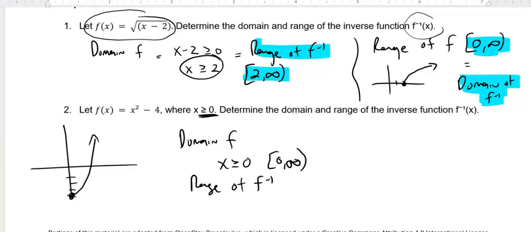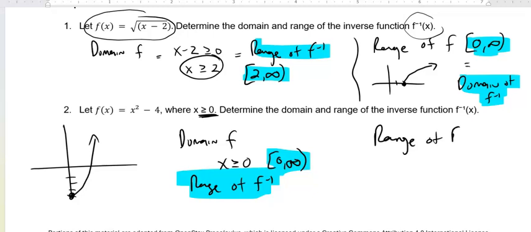So I got the range of f inverse, halfway done. Now I need the domain of f inverse. So I look at the range of f. And my graph really helps with this. I just do a quick sketch and I see the range of f starts at -4 and goes to infinity. Just based on my quick sketch, based on my knowledge of quadratics. So the range of f then is the domain of f inverse.